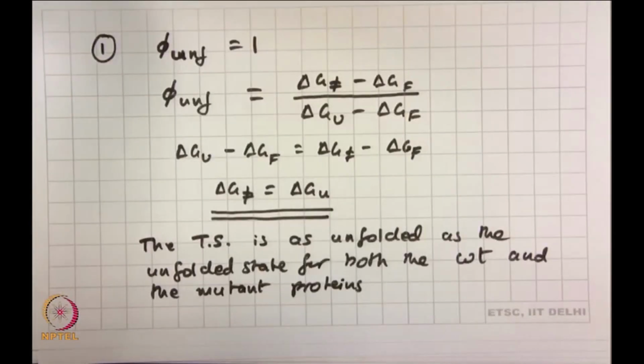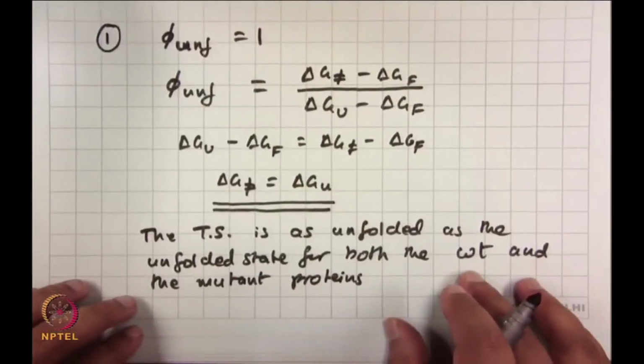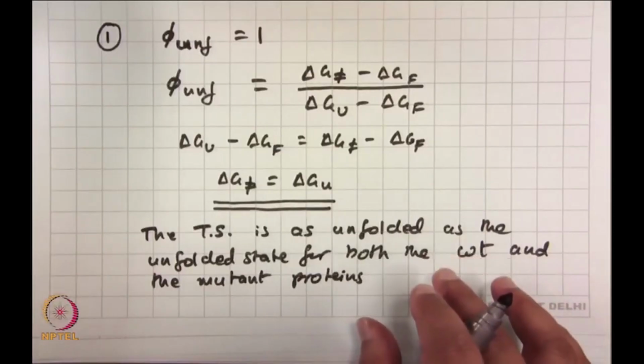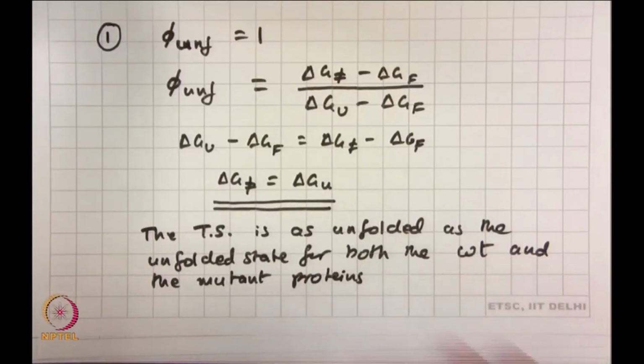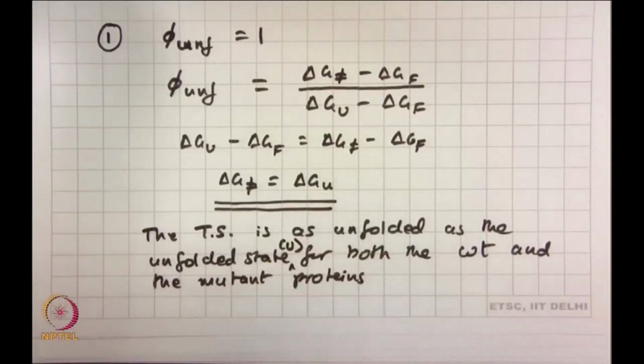Say that again, I didn't understand. So, what we are saying is that the transition state is as unfolded as the unfolded state, which is U, for both the wild type and the mutant proteins. That means, whatever change in unfolding free energy you have in the unfolded state would be exactly reflected in the transition state. Is it clear? Okay. Good.